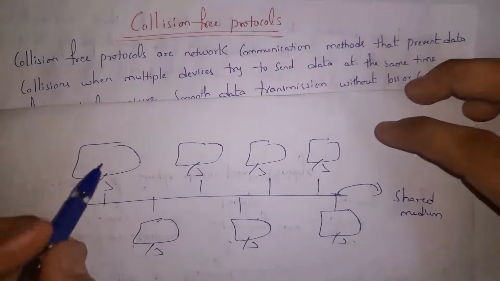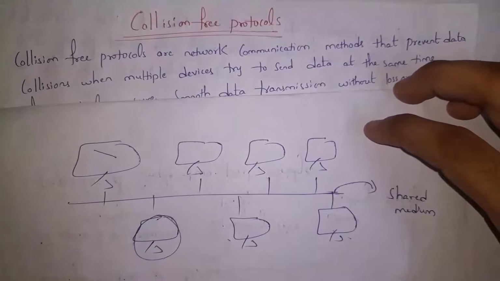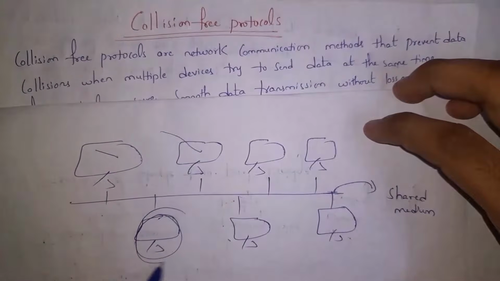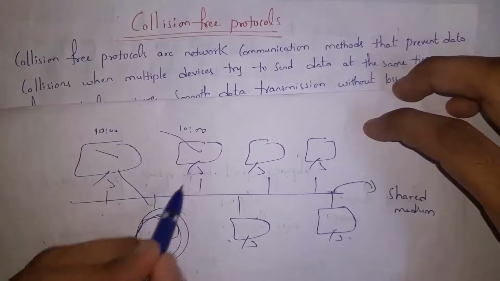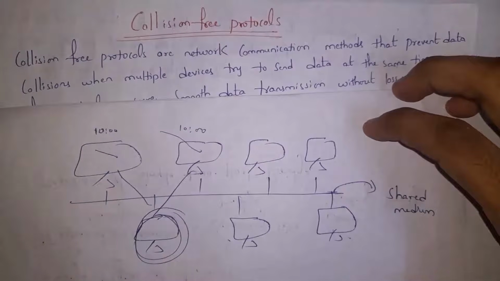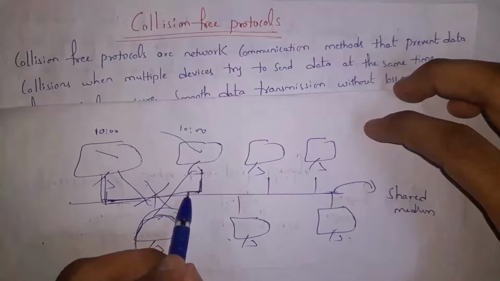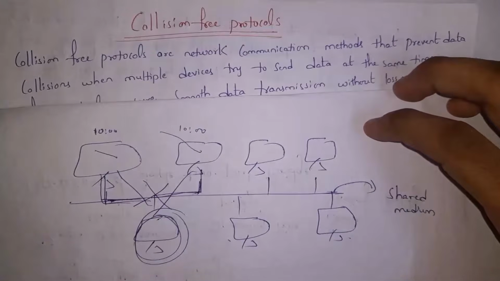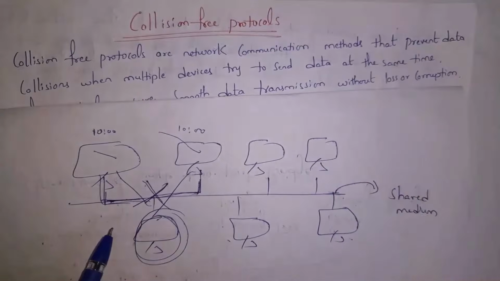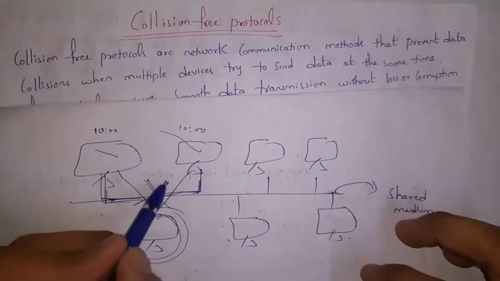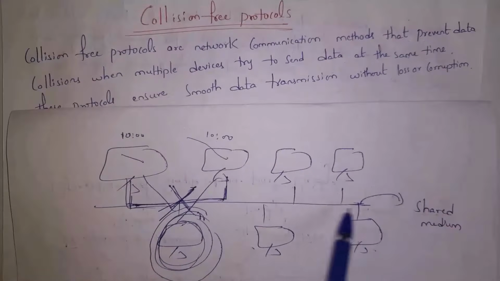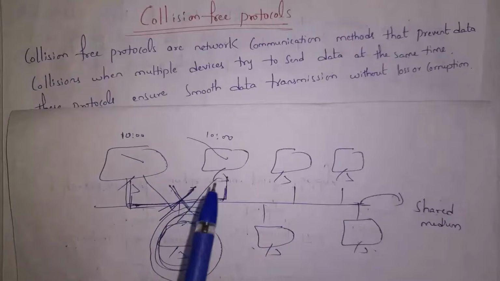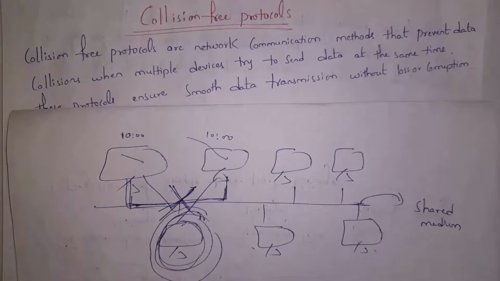For example, this computer wants to send data to this computer, and similarly, this computer also wants to send data to this computer. For example, exactly at 10 o'clock, both computers will send data to this computer. Whenever two computers send data at the same time, collision will occur. So both computers' data will interfere with each other. Collision is nothing but interference. And whenever collision occurs, data will be lost. So this computer will not receive data of these two computers. So in shared medium, whenever multiple computers send data at the same time, collision will occur. So if multiple computers want to send data without any collision, then they need to use collision-free protocols.